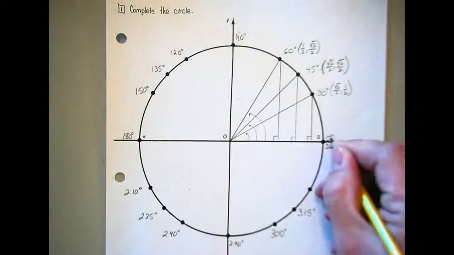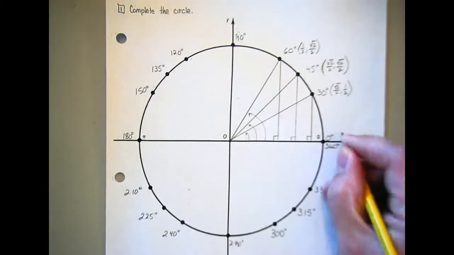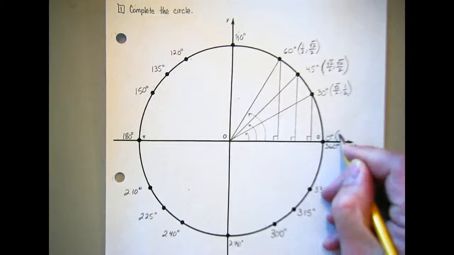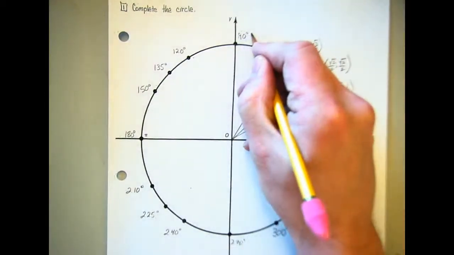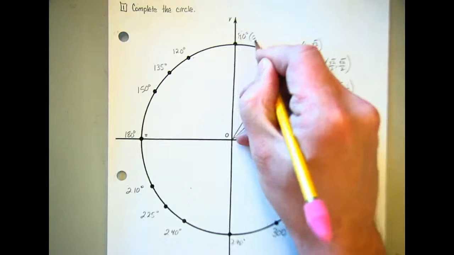So this coordinate at 0 is? That is 1, 0. And we got all these. How about 90? 0, 1. Yeah, 0, 1.